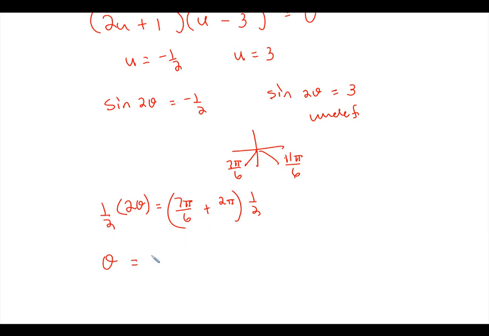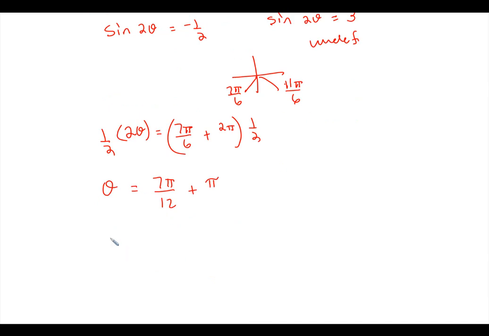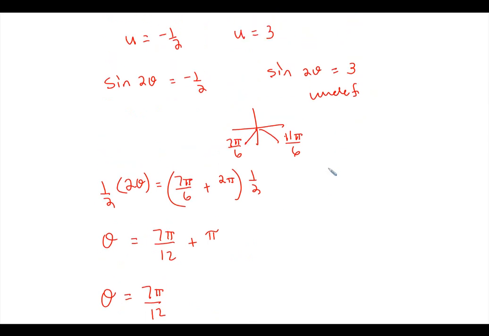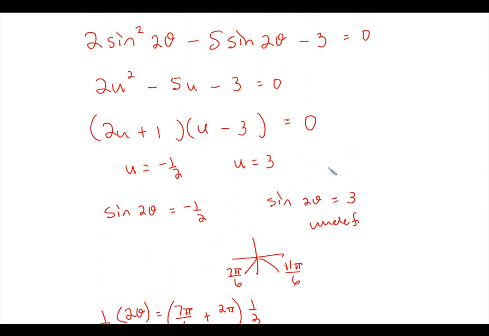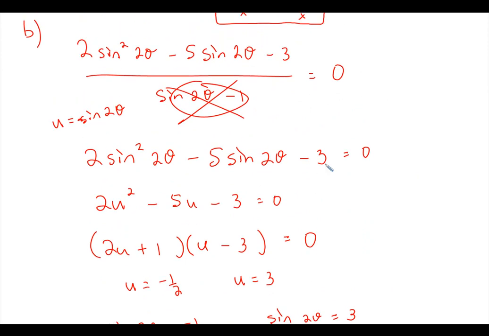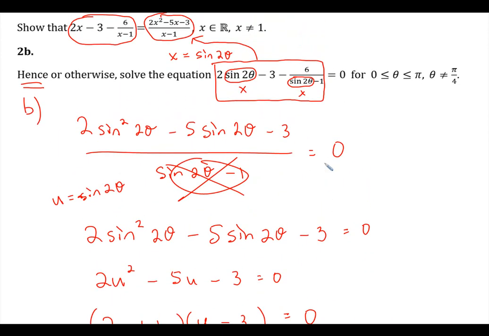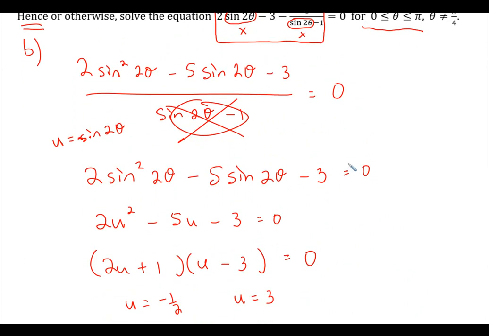We get theta is equal to 7 pi over 12 plus pi, right? So our solution, theta is equal to 7 pi over 12. So here's one of our solutions, and let's pay attention. Let's take a look at our interval. Whenever you're solving these, you always want to make sure your answers are in the interval. So our interval is between 0 and pi.